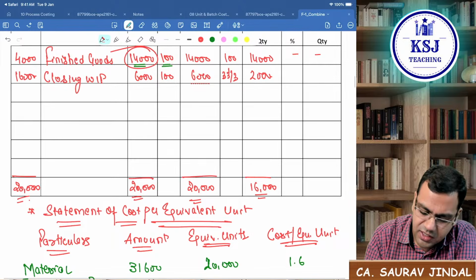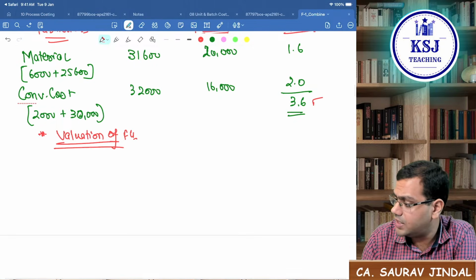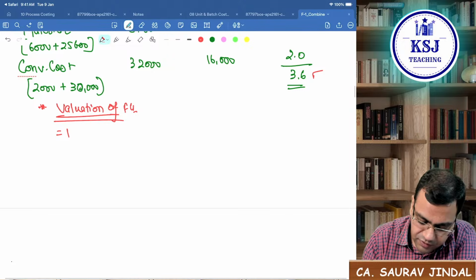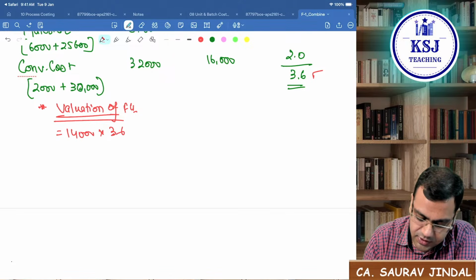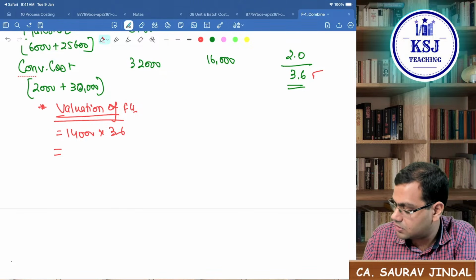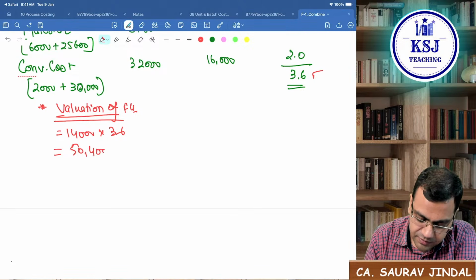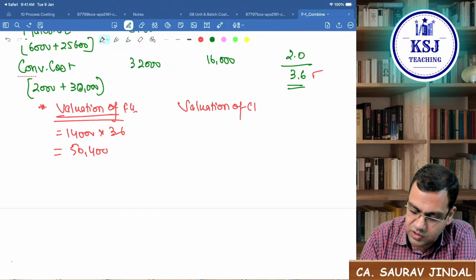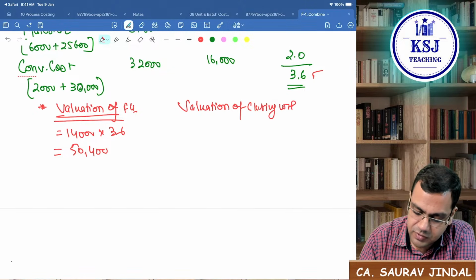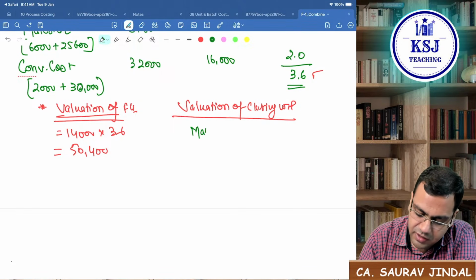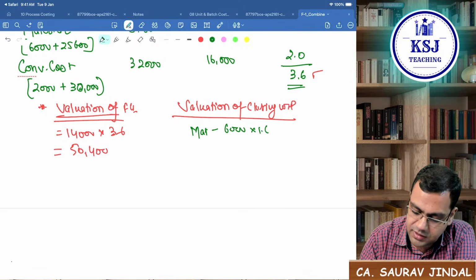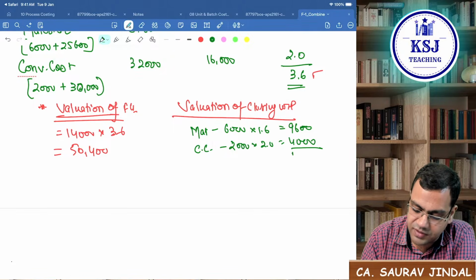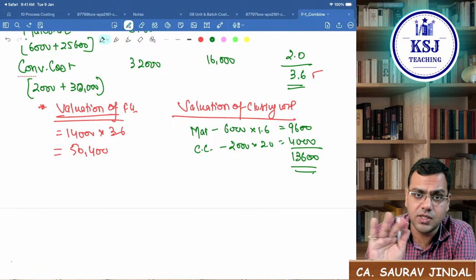It will vary slightly. Slight variation will be there. You are saying 14,000 completed units. What is the cost incurred? 3.6. So on 14,000 into 3.6, there will be a slight variation: 50,400. That's it. Then valuation of closing WIP will remain the same. That is material cost incurred on 6,000 units at 1.6, that is 9,600. Conversion cost incurred on 2,000 units at 2 rupees, 4,000. So total of 13,600. This will remain the same.